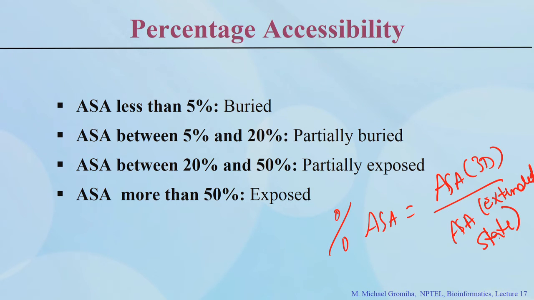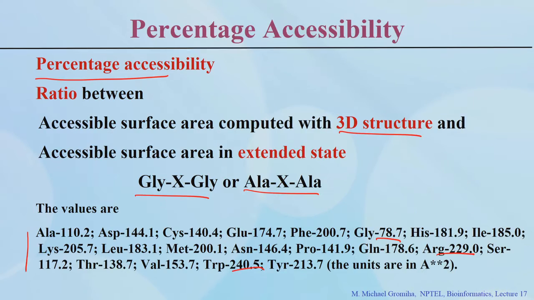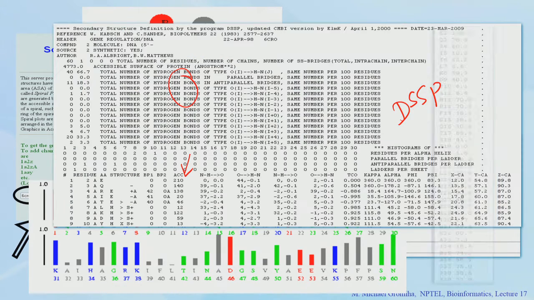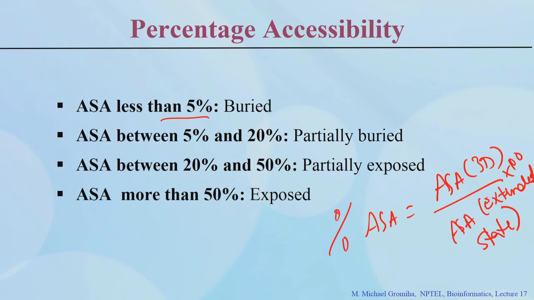From this you can calculate the percentage, right, multiply by 100. So, if the value is less than 5%, then we call these residues buried. What is the meaning of buried? They are in the interior core, right. For example, if you see this figure, okay, this is the buried, and you can put the value of 5 to 20%, right, this is partially buried, and 20 to 50 as partially exposed, and more than 50 as exposed.